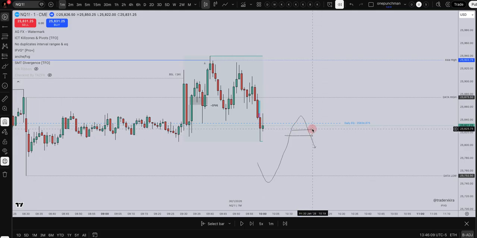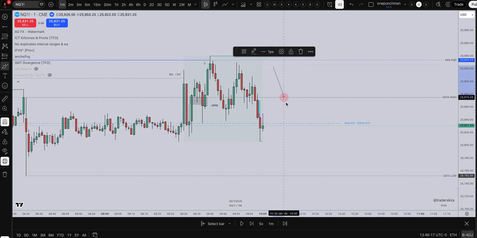So what's happening now is the opposite. Okay, we're getting a move off of Asia low, and price is working its way towards the daily EQ. So if I see a V shape happen here, well, I'm going to take that setup and aggressively take profit on the way up here.